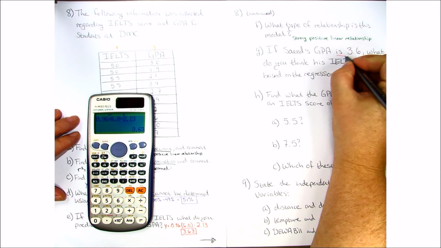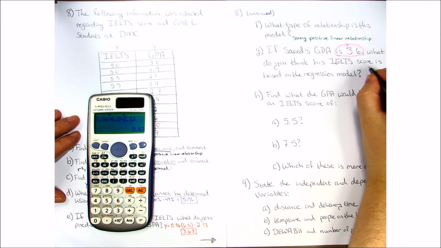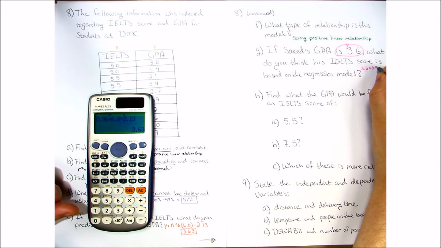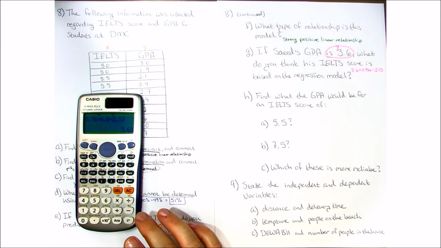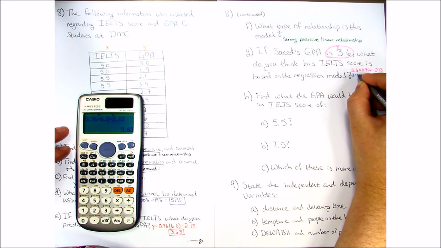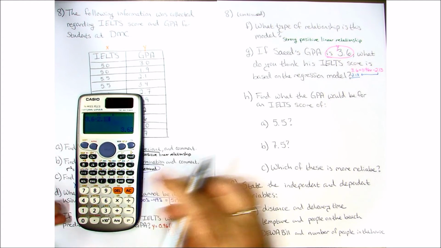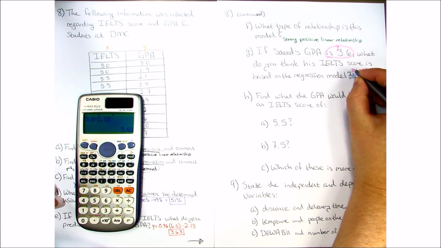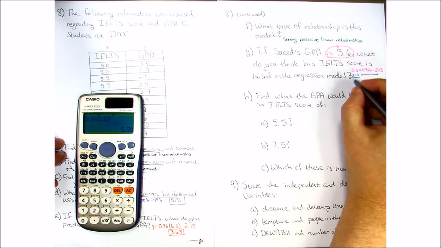So in this case, the GPA is our Y value. So we need to actually solve this. 3.6 equals 0.96x minus 2.13. Okay, we'll move this over so that y'all can see. Now we need to start by moving the 2.13 over. So 3.6 plus 2.13. Sorry, it's plus because when you move it over it becomes positive.